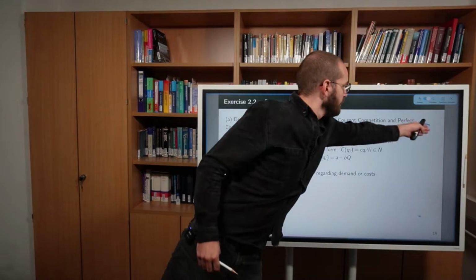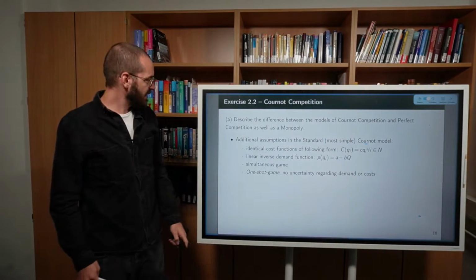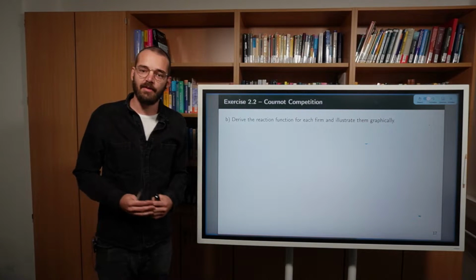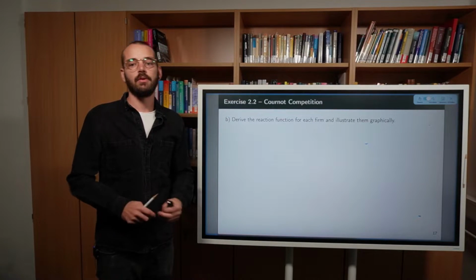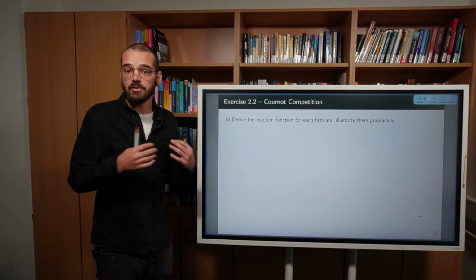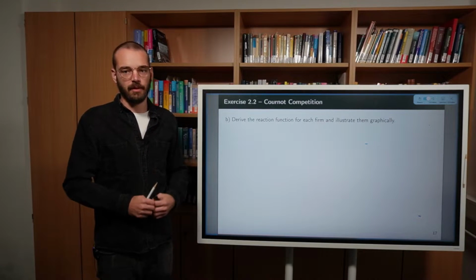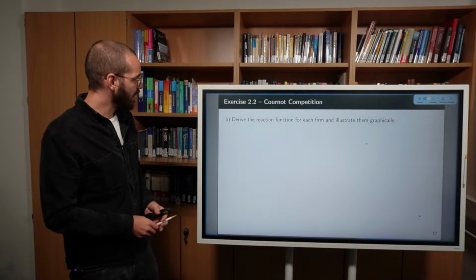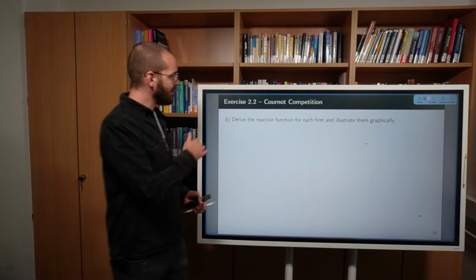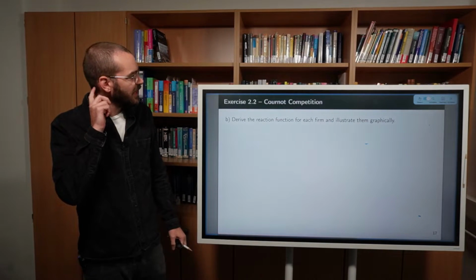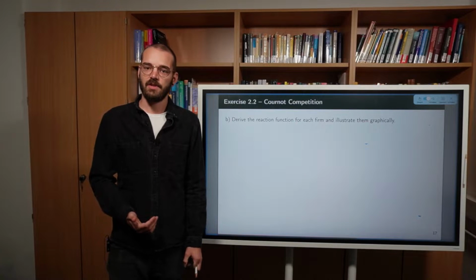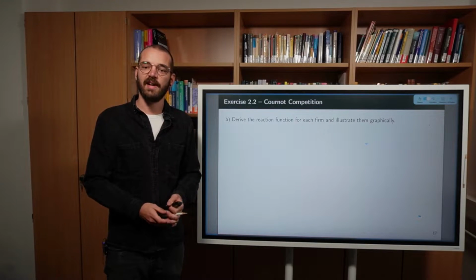All right. And with that out of the way, let's have a look at the market result in a Cournot competition, in the very most simple standard Cournot competition. So we are now in the first step asked to derive the reaction function for each firm and to illustrate them graphically. So the first step towards finding the market equilibrium.